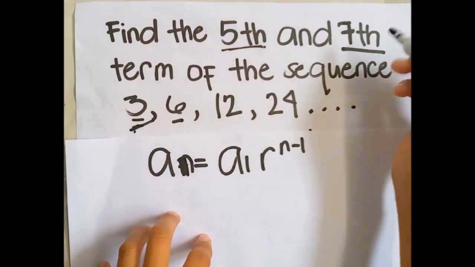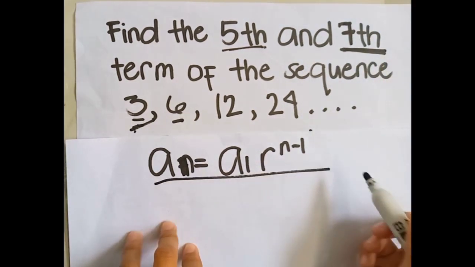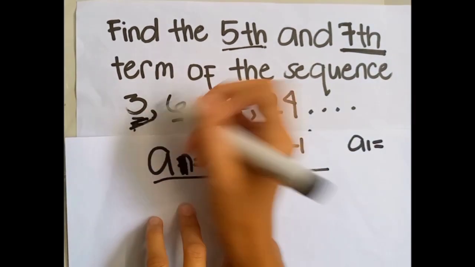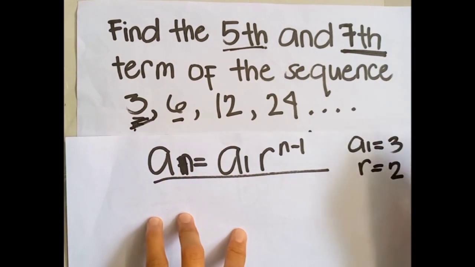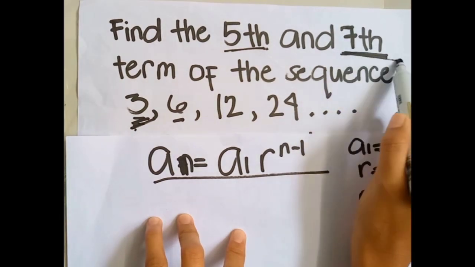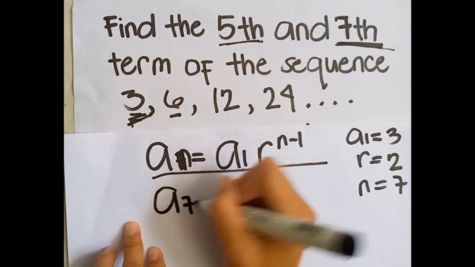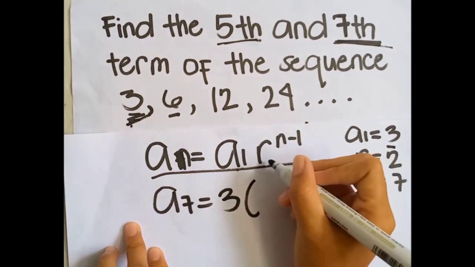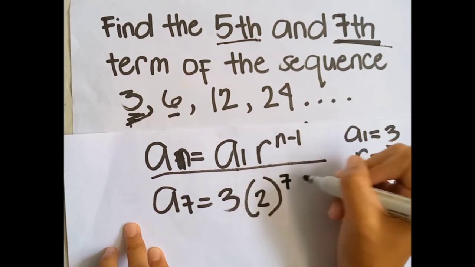And now let's move on to find the 7th term. Using this formula, our a sub 1 will remain 3. Common ratio is 2, but our n will be 7 because we are finding the 7th term. So a sub 7 is equal to, our a sub 1 is 3, our r is 2, our n is 7 minus 1.